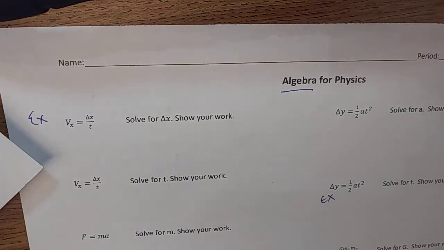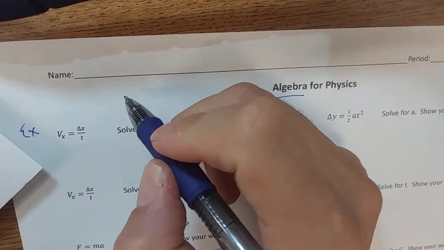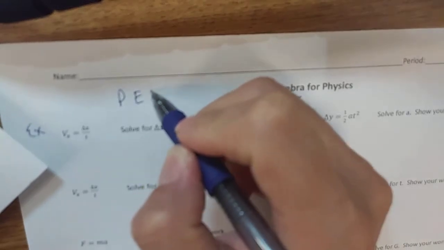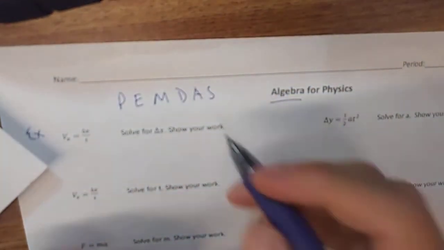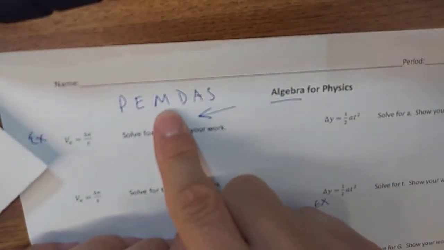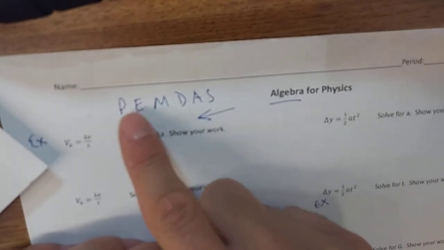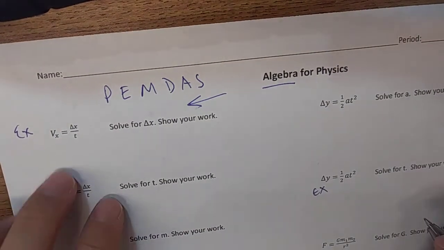I will go over a process with you in class. For the most part though, it's like PEMDAS backwards. Right, except you're going to go this way. First you add and subtract, then you divide and multiply, then you do exponents and parentheses last. So let's do this first one.